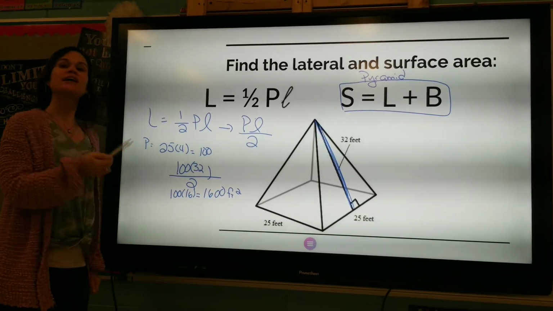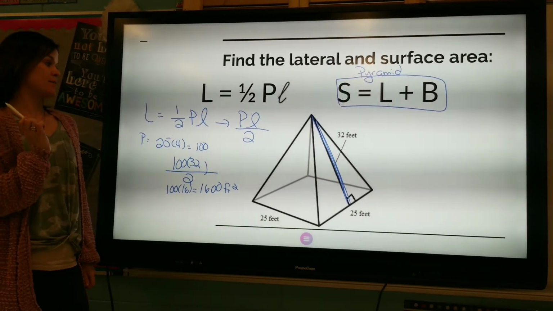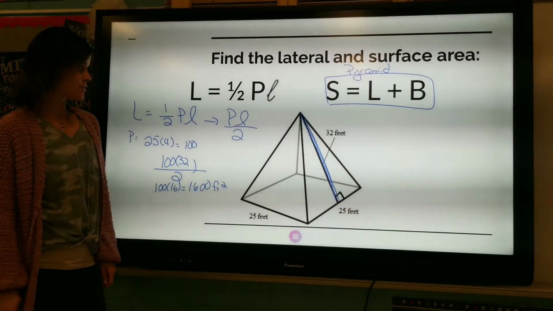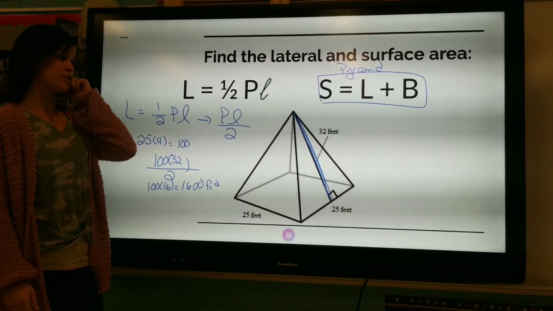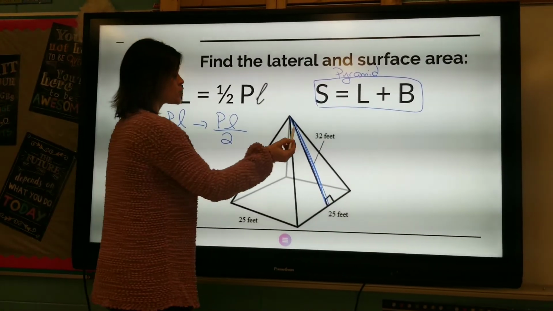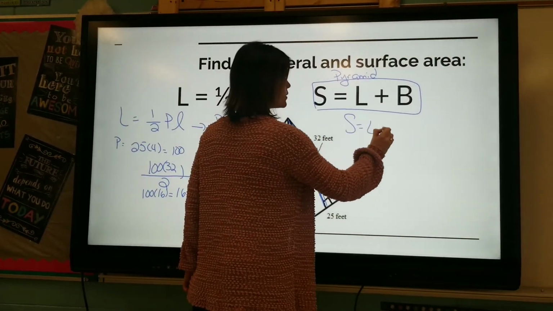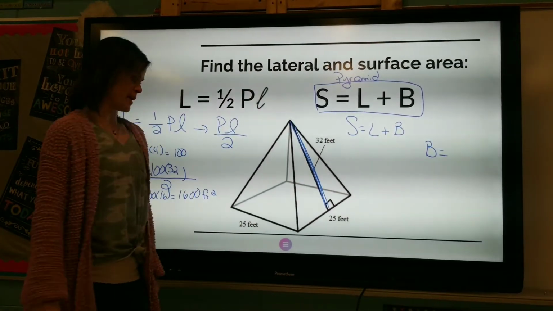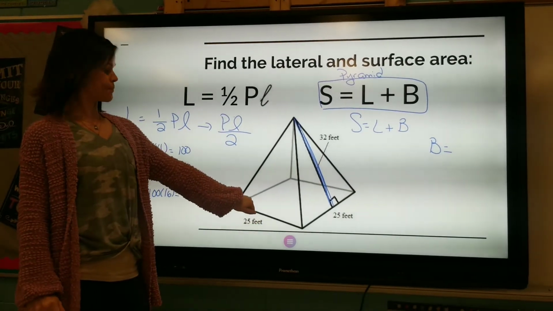And again, lateral area tells me what, Ethan? Yes, that's the area of all 4 of those triangles combined. But now I want my surface area. So to find my surface area, I'm going to use my lateral area plus the area of my base. So first thing I have to do is find the area of my base. And how am I going to find the area of my base if it is a square?